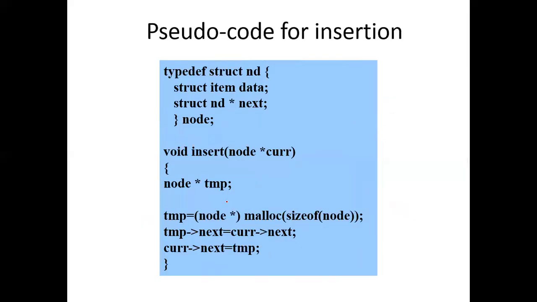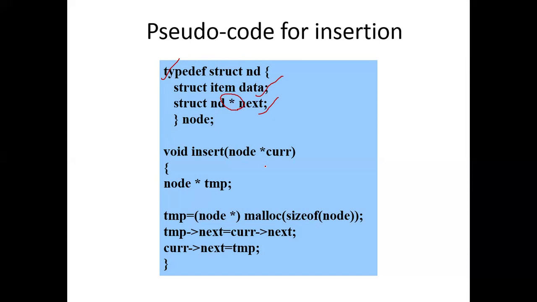The pseudocode for an insertion. First, we see the structure of each node in the list. It will have two parts. One will be the data part, and another will be the next part. The next part will hold the address of the next node. Since we are going to hold an address, here we use a pointer.